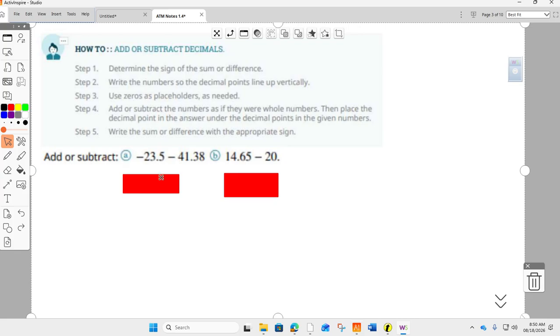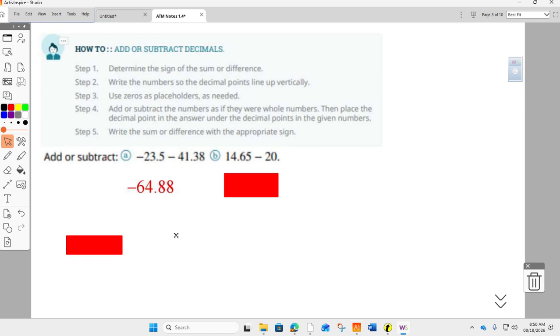Angel, what'd you get for A? Negative 64.88. What place value is that 8 right there? So we will read this as negative 64 and 88 hundredths, if we want to read the place value there, right? And it's important for us to know how to read that because in just a minute or two we're going to review how to write a decimal as a fraction, right? So it's important to know we can read it that way, we can identify the place value, so we need to write it as fractions there.